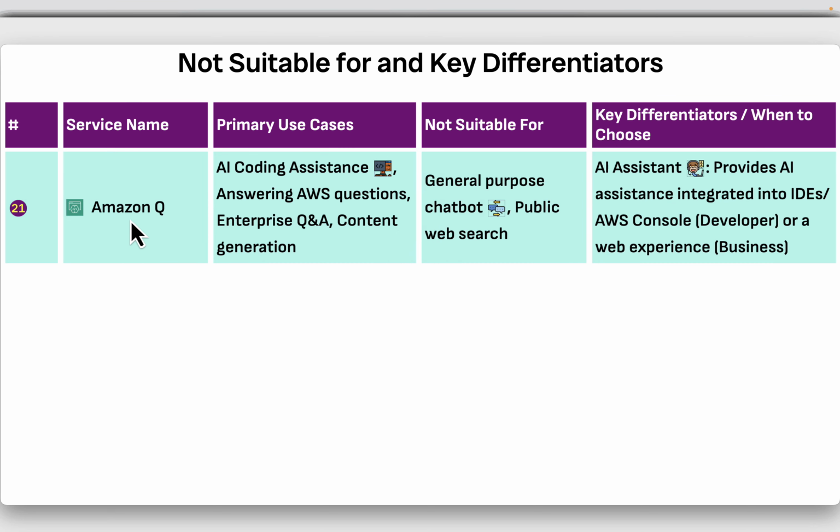Next service, Amazon Q. Primary use cases are AI coding assistance, answering AWS questions, enterprise Q&A, and content generation. This is not suitable for a general-purpose chatbot or public web search. Key differentiators and when to choose: an AI assistant when you need AI assistance integrated into IDEs, the AWS console, or a web experience for business.